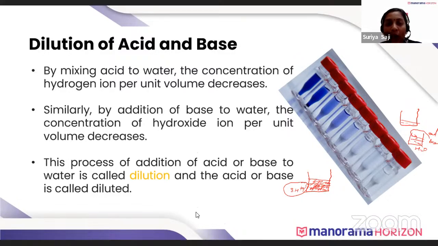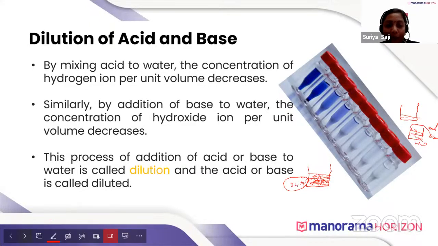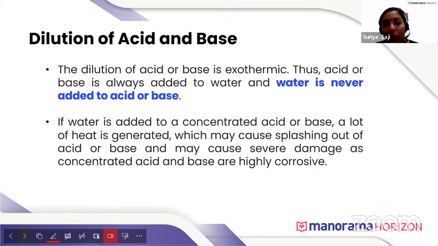Why we are adding water like that, and why the reverse will not happen, I will tell you in the next slide. The dilution of acid or base is an exothermic reaction. So a huge amount of heat will be liberated in such a reaction. So we will not add acid or base to water in the reverse way. We will take 100 ml of water and we will add 20 ml of acid or base to it. This way only we will do. We will not do the reverse.